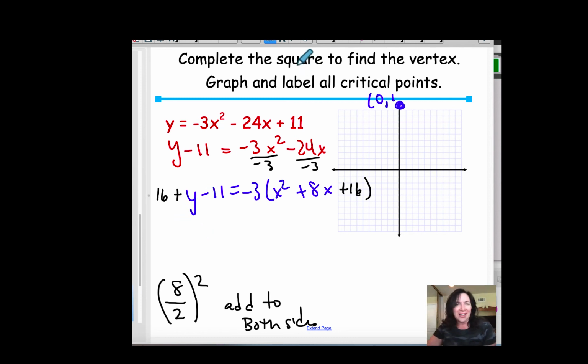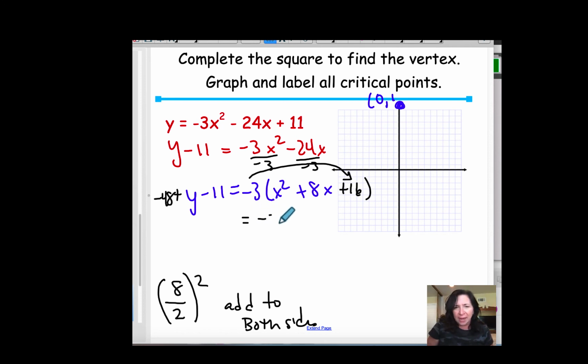Not 16 on the left, right? I hope you caught that. Definitely not 16 because, hello, do you see this negative 3? I took that out. Before I add it to the other side, I got to put it back in. So I'm actually adding negative 48 to both sides. All right, so here we go.